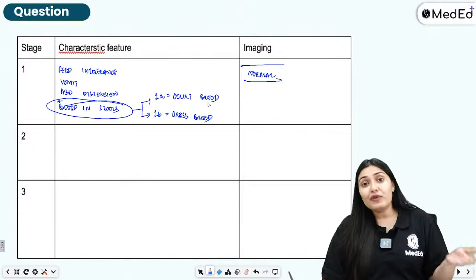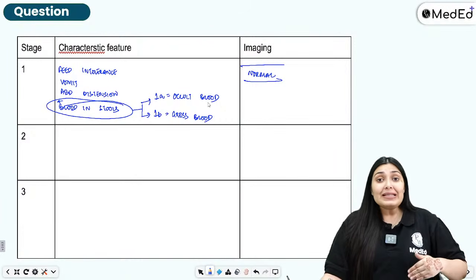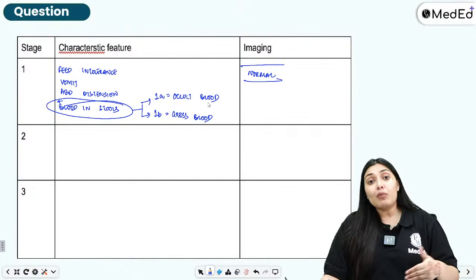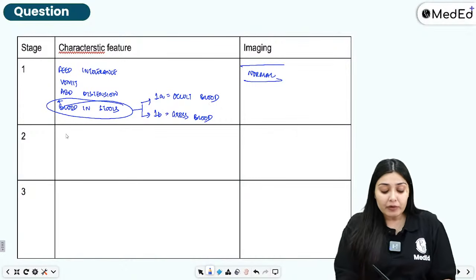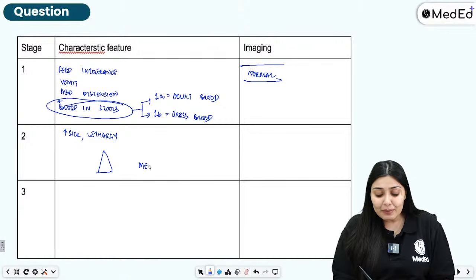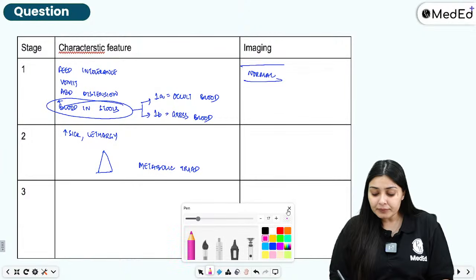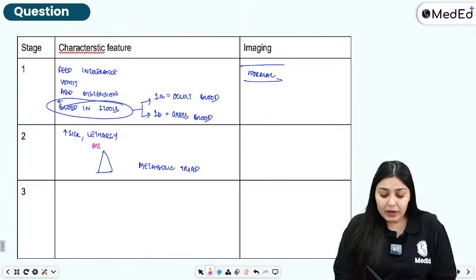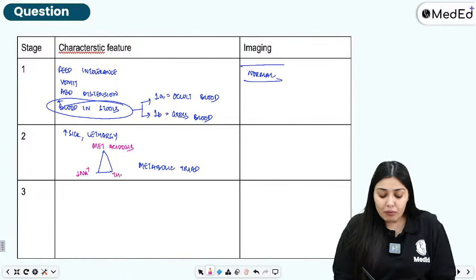Right? Moving to the second stage. In the second stage, now the child is turning more sick, with more lethargy. Also, we see a typical triad that is known as the metabolic triad over here. What is this metabolic triad? We see metabolic acidosis, we see hyponatremia, and we see thrombocytopenia.